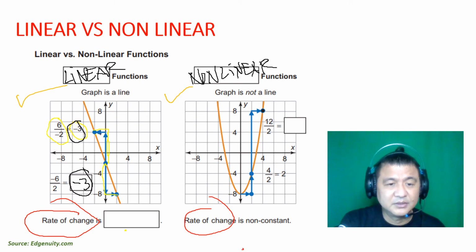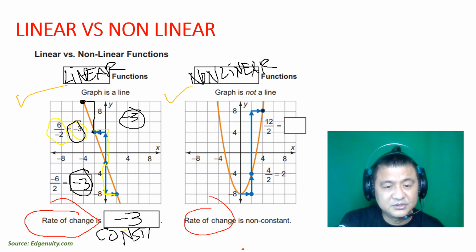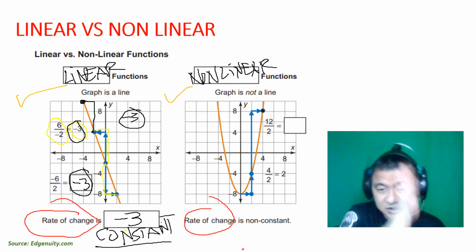Negative 3. Okay, if you do that again, 2, 4, 6 to the left, that's another point there. I will always have that negative 3. That negative 3 is called the rate of change. Negative 3 is constant, or consistent. It will never change. Okay, but check out a curved line.